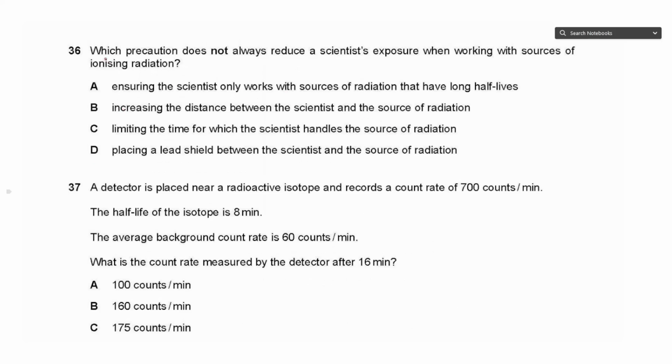Question 36 says, which precaution does not always reduce a scientist's exposure when working with sources of ionizing radiation? Ensuring the scientist only works with sources of radiation that have long lives? No, not necessarily. Increasing the distance between the scientist and the source of radiation? Yes, works. Limiting the time of exposure? Yes. Placing a lead shield between the scientist and the source of radiation? Yes. So the only one that is not always effective is A.